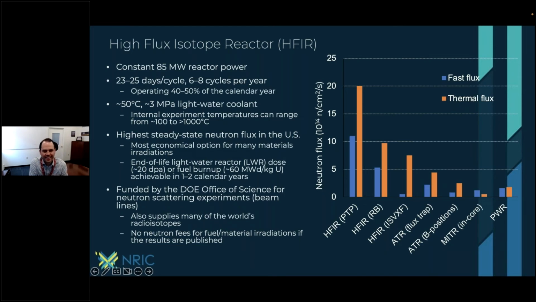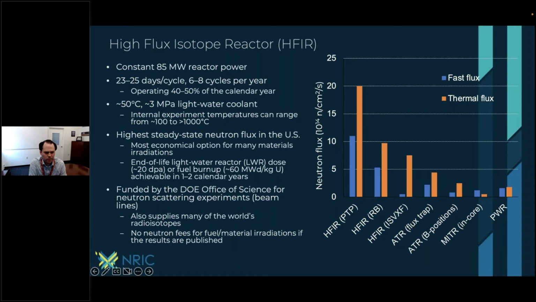Oh, good. Okay. So really, the reason you'd come to HFIR is that fourth bullet point, and the plot on the right. We have the highest steady state neutron flux, at least in the U.S., and you can see that reflected on the right, both fast and thermal flux. Our flux trap, which is that position on the far left, the PTPs, peripheral target positions, and even our reflector is still significantly higher than the other facilities that you would see here. And so that makes us a relatively economical option for a lot of materials irradiations. We can quickly put dose on structural materials, and we can quickly put burnup on fuels.